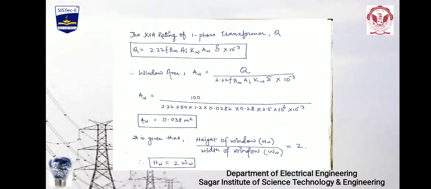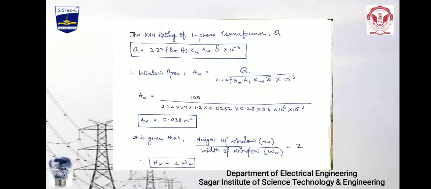The kVA rating of a single phase transformer, Q, is equal to 2.22 f BM Ai Kw Aw delta into 10 to the power minus 3. Window area Aw is equal to Q upon 2.22 f BM Ai Kw delta into 10 to the power minus 3. Put the values, and you will calculate Aw is equal to 100 upon 2.22 into 50 into 1.2 into 0.0282 into 0.28 into 2.5 into 10 to the power 6 into 10 to the power minus 3. Aw is equal to 0.038 meter square.